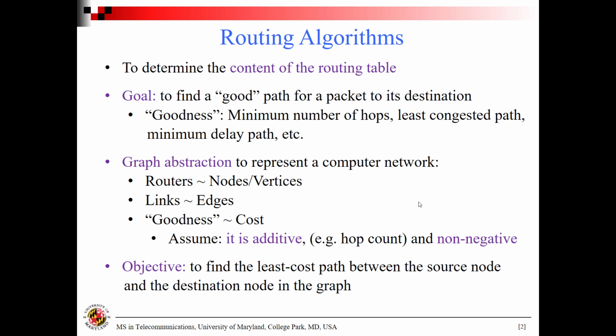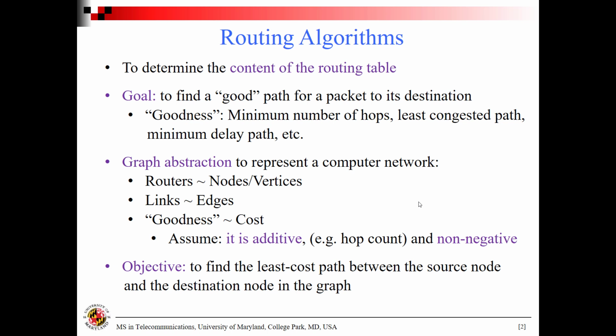So when it comes to that cost, today we will assume two properties. First, we will assume that the cost is additive, which means if you have two path segments and let's say the first path segment's cost is X and the second path segment's cost is Y, then for a packet that travels both of those path segments, the total cost will be X plus Y. Okay, that's a natural assumption, but it's not always true.